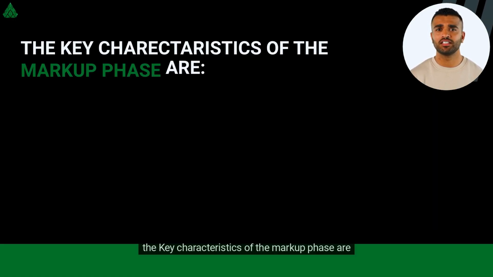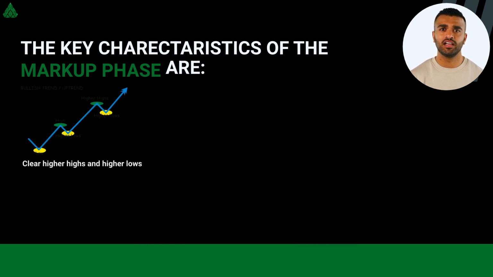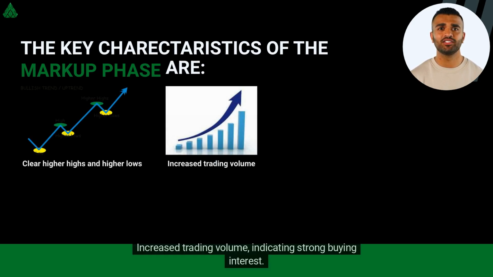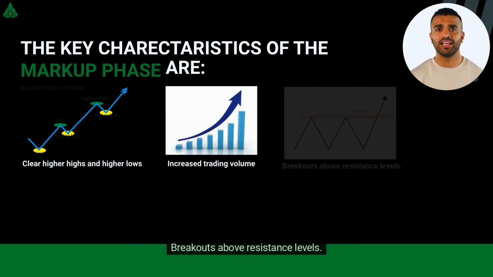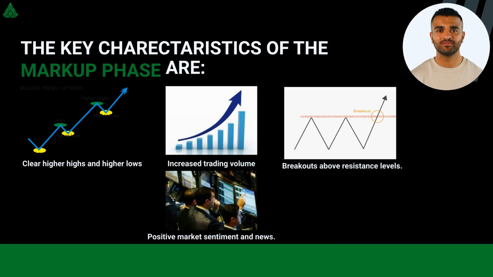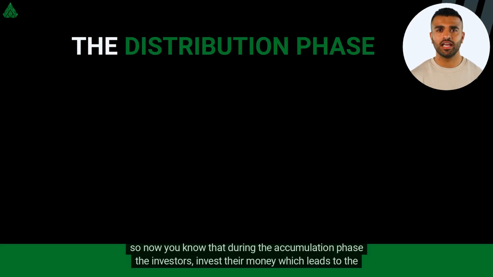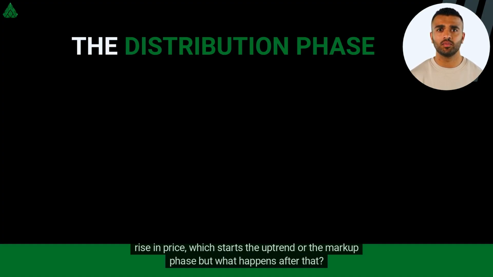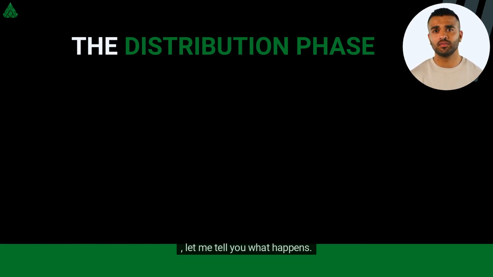The key characteristics of the markup phase are clear higher highs and higher lows, increased trading volume, indicating strong buying interest, breakouts above resistance levels, positive market sentiment and news. So now you know that during the accumulation phase, the investors invest their money, which leads to the rise in price, which starts the uptrend or the markup phase. But what happens after that? Let me tell you what happens.